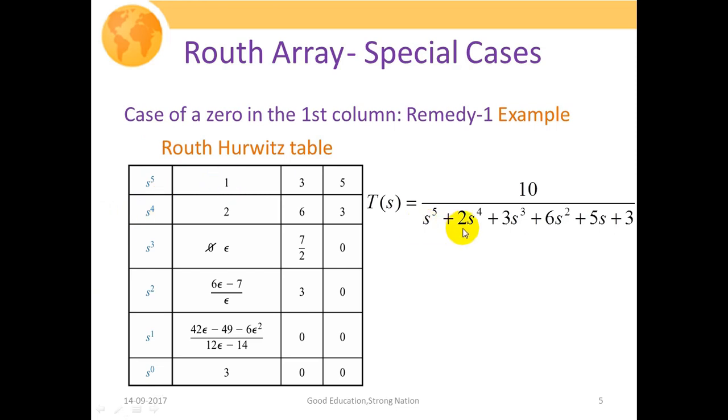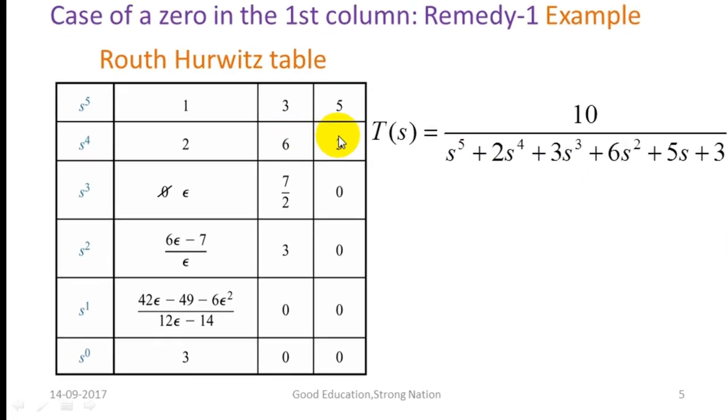Then after leaving the coefficient of the second term, we'll be having 3. Then after leaving 6, we'll be having 5. Then the coefficient of s to the power 4 is 2. Then after leaving this 3, we'll be having this 6 and then 3. So (2 times 3 minus 6) divided by 2 turns out to be 0. And then again (2 times 5 minus 3) divided by 2, we are left with 7 by 2. Again next term is 0.